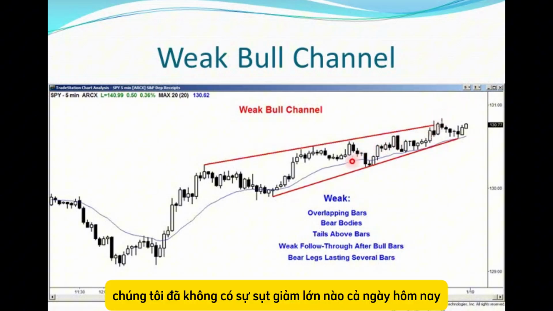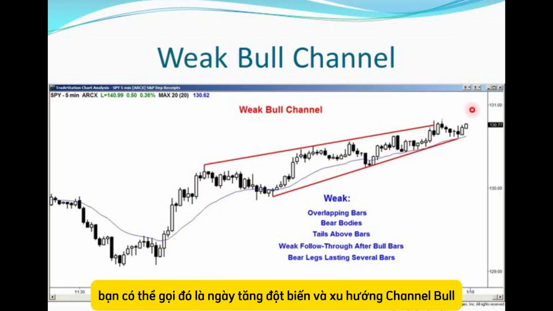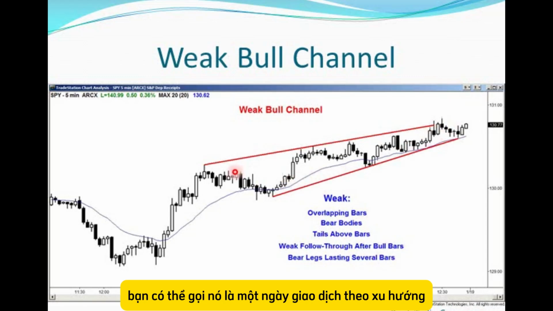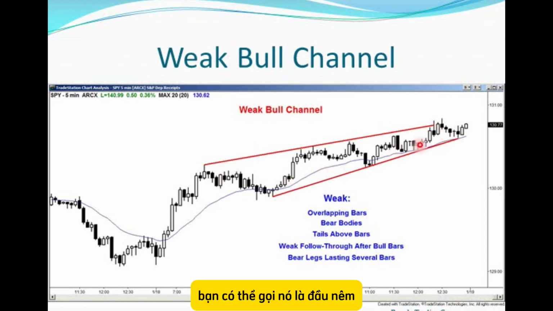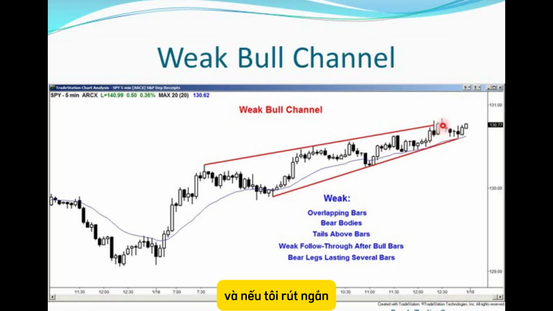We haven't had big pullbacks at all today. It's many types of days. You can call it a spike and channel bull trend day. You can call it a trending trading range day. You can call it a wedge top, but I'm concerned that the pullbacks are not very big. And if I take this short, I want the market to fall very quickly, and that's not what it's doing. I personally would get out probably around break even in here.